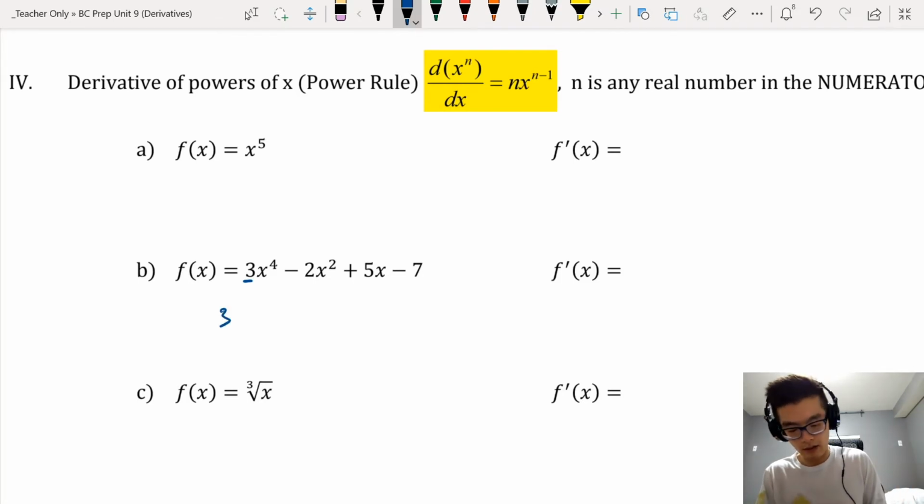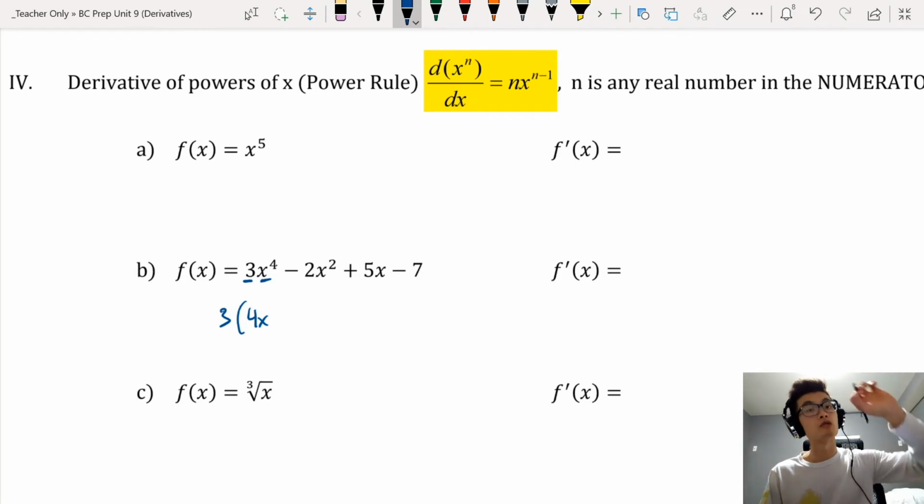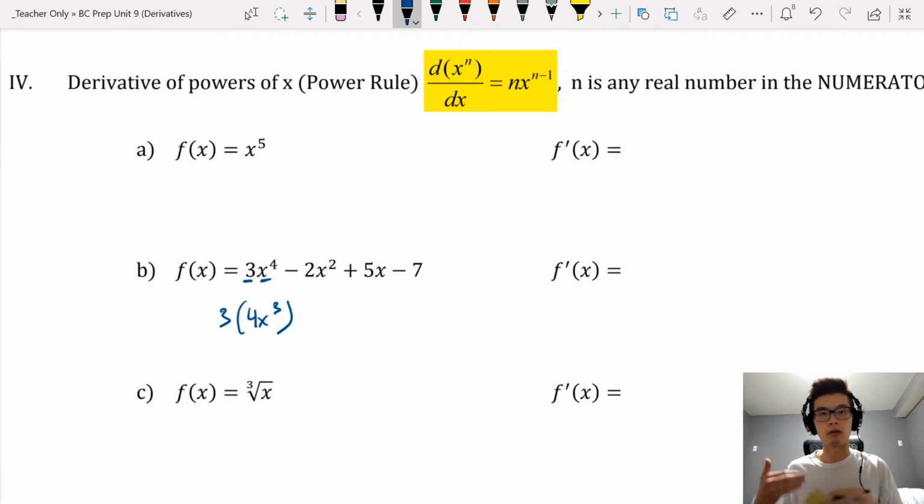So if you keep the 3 outside, let's now take the derivative of x to the 4th. You bring the power down, so it's 4x, and then you take that exponent and reduce it by 1. So now it becomes 4x cubed. Notice how we didn't do limits. Notice we didn't do anything with graphs. Notice we didn't do one whole page of work. Shortcuts. So finally, multiply that 3 back in, and now you get this.